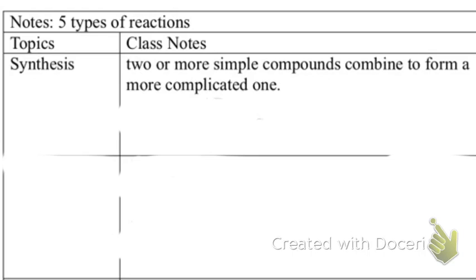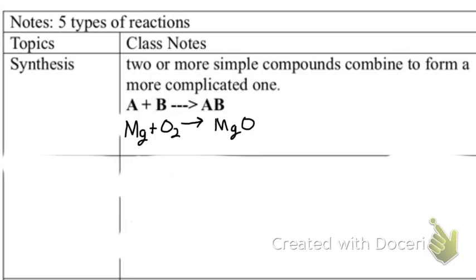A synthesis reaction is where 2 or more simple compounds combine to form a more complicated one. So, in a synthesis reaction, you'll have the general formula A plus B turns into AB. An example of that would be like Mg plus O2 turns into MgO.